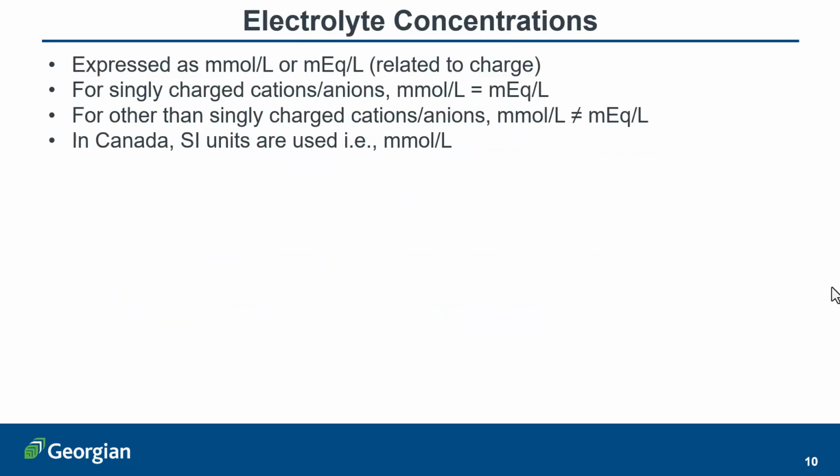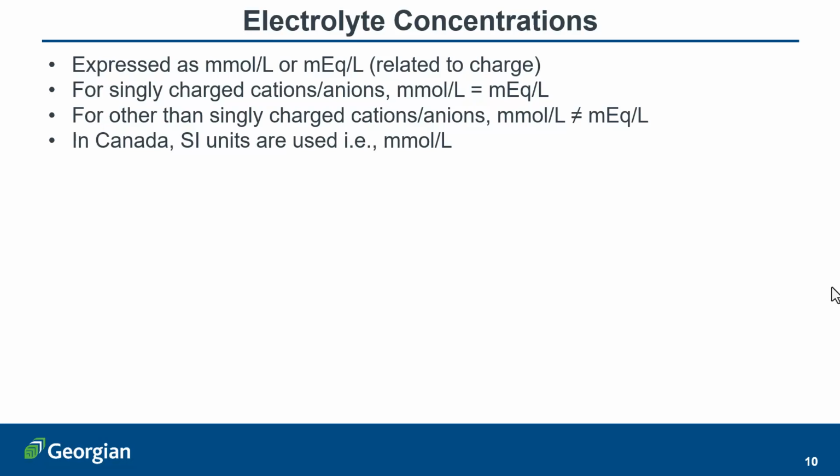Electrolyte concentrations are usually expressed as millimoles per liter or milliequivalents per liter. The millimoles is the unit that is preferred in Canada. The milliequivalents is really related to the charge. For singly charged cations or anions, the millimoles per liter equals milliequivalents per liter.